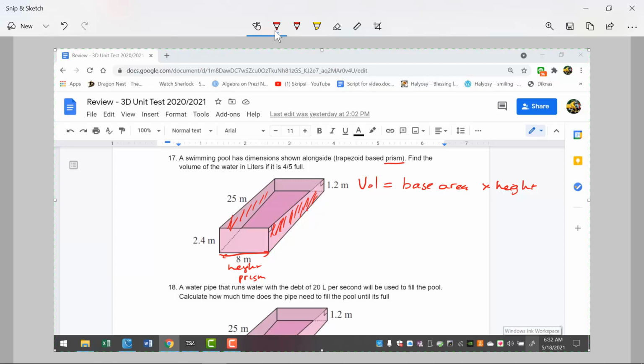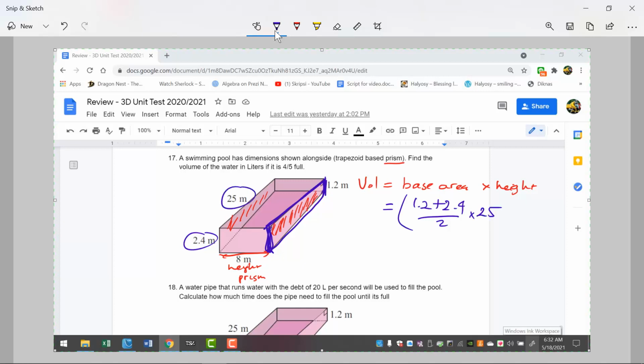Let's start with the base area first. We know the base is shaped like a trapezoid. If you look in the formula booklet, the area of a trapezoid is the sum of the two parallel lines, this one here, which is 1.2, plus the other parallel line, which is 2.4, divided by 2, and then times the height. The height here is the height of the trapezoid, which is 25.